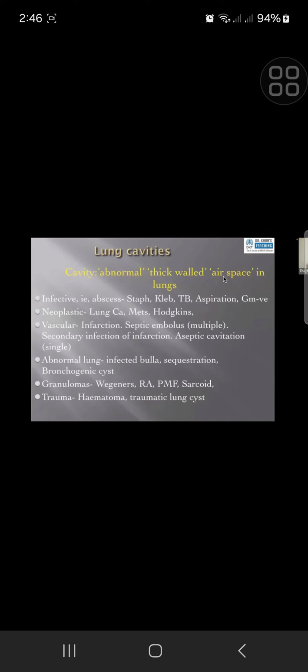A thin-walled airspace can be described as a cyst. And it's not an airspace with no wall. An airspace with no wall can be an emphysematous space. So that's just to bring some perspectives into what can be called a cavity. And these are the broad differentials which you know already.